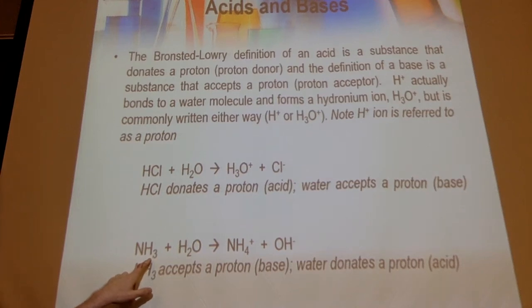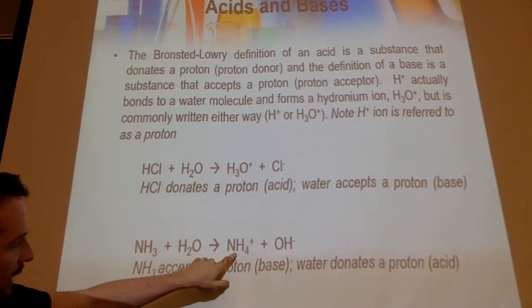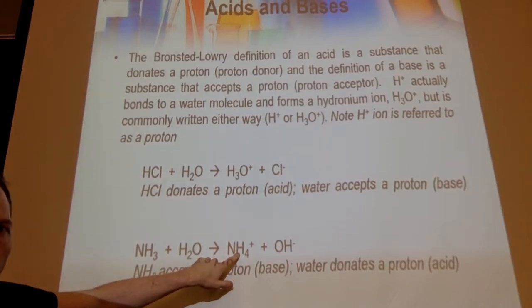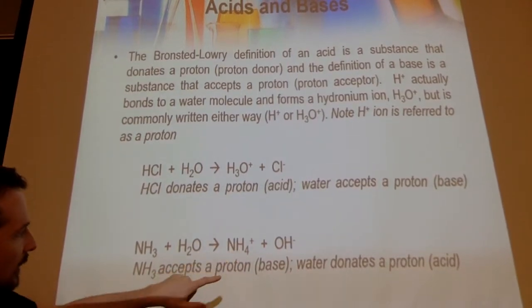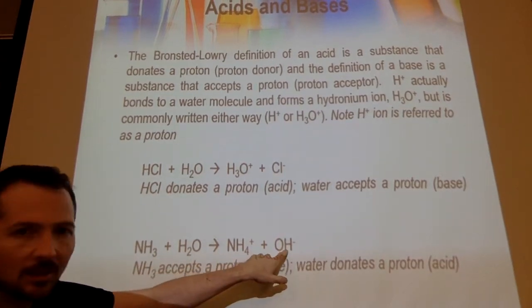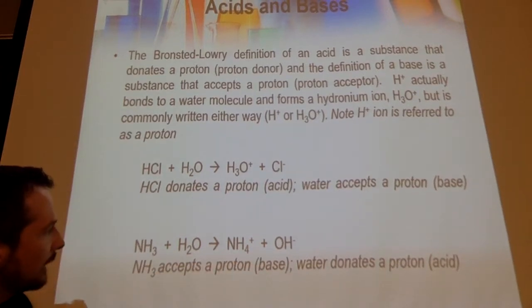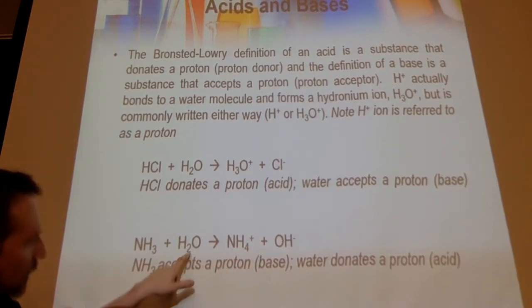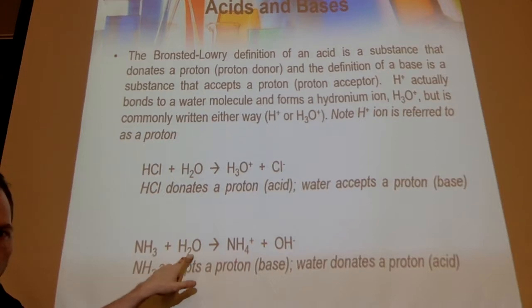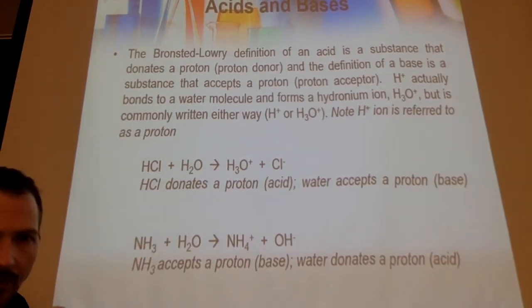Like this reaction, NH3 reacting with water. NH3, what happens to it? It becomes NH4+. It gained the proton. So it accepted a proton, so it's your base. What happened to our water? H2O to OH minus, it lost H+. Since it lost H+, that means it donated the proton, so that's your acid. So here, water's the base, and here water's my acid.